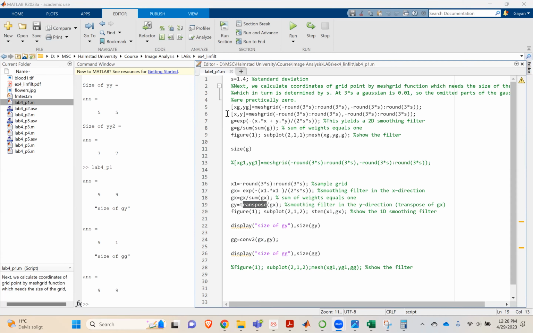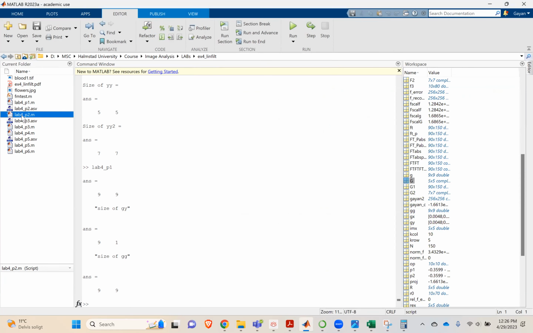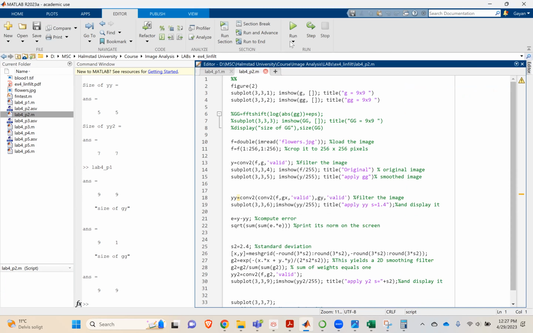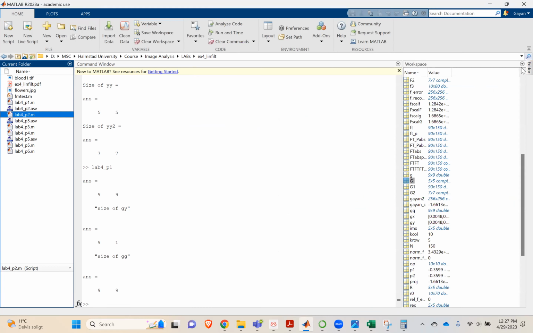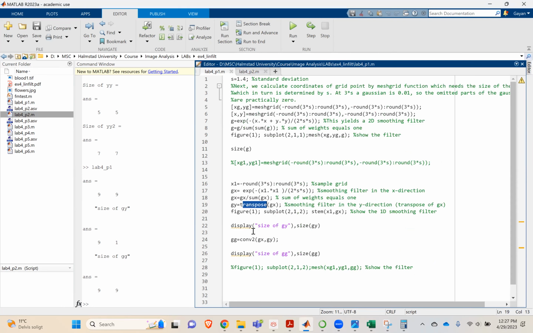Okay, now we will apply this to the images. I believe it is in part 2. Now this is our first filter.